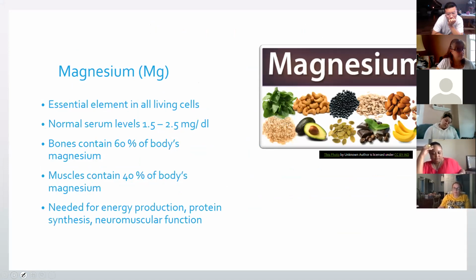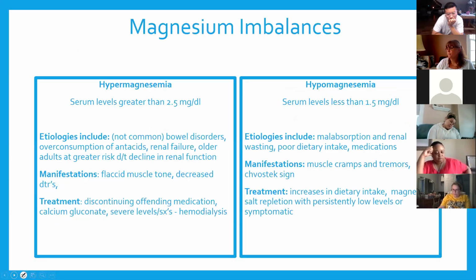magnesium. Magnesium is an essential element in all living cells, 1.5 to 2.5. Our bones contain 60% of the body's magnesium. Our muscles contain 40%. It's needed for energy production, protein synthesis, and neuromuscular function.